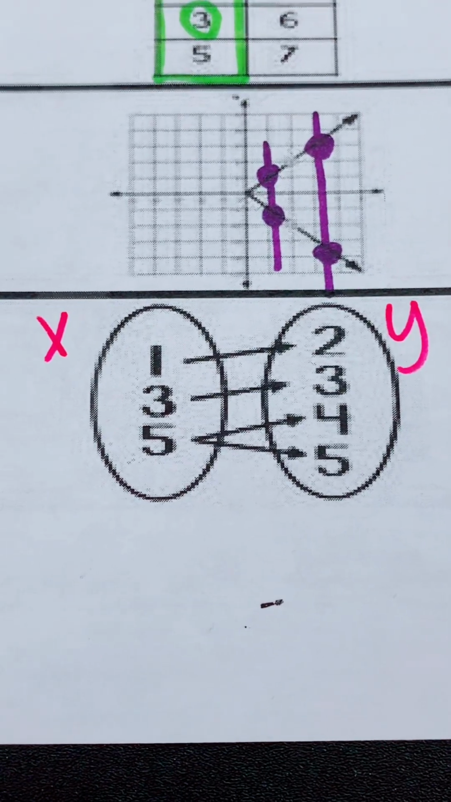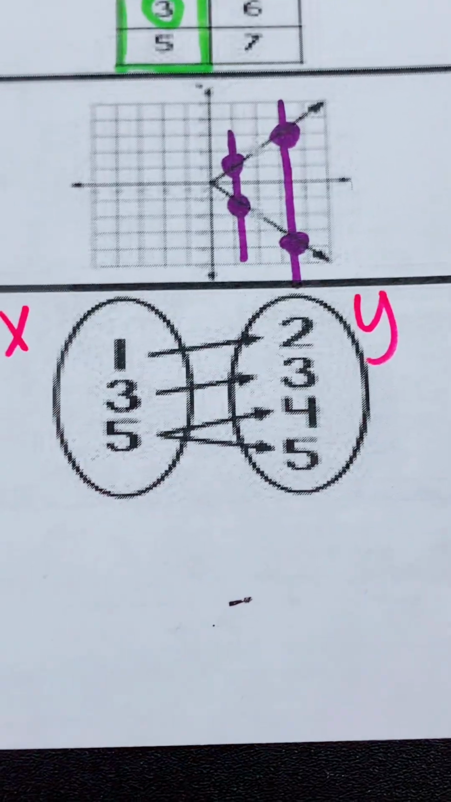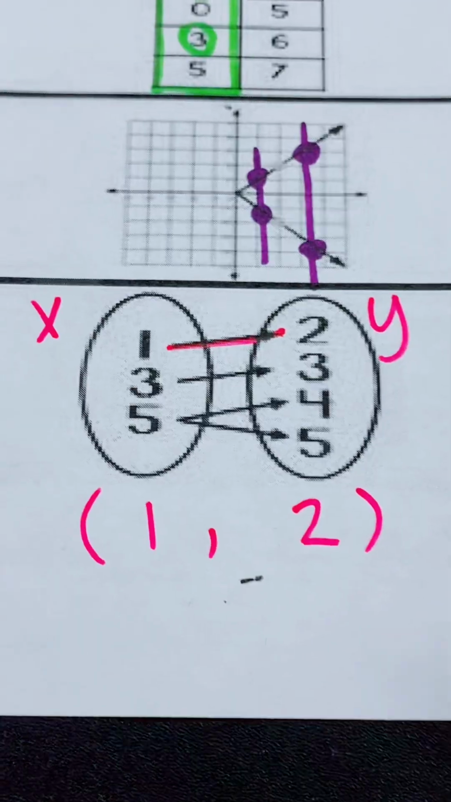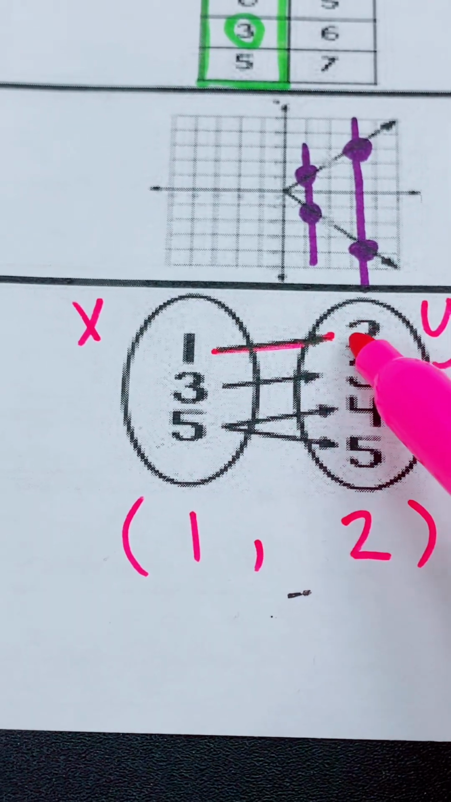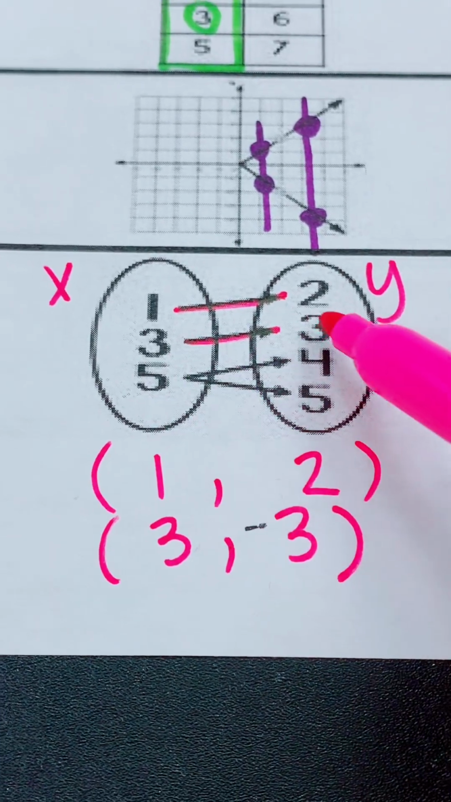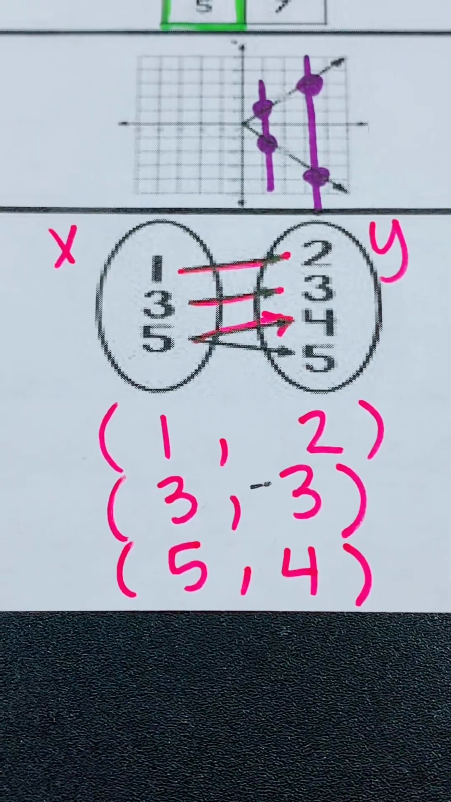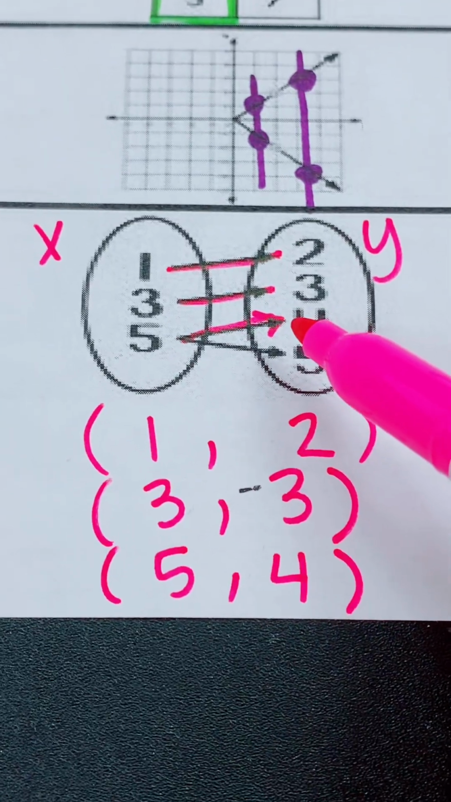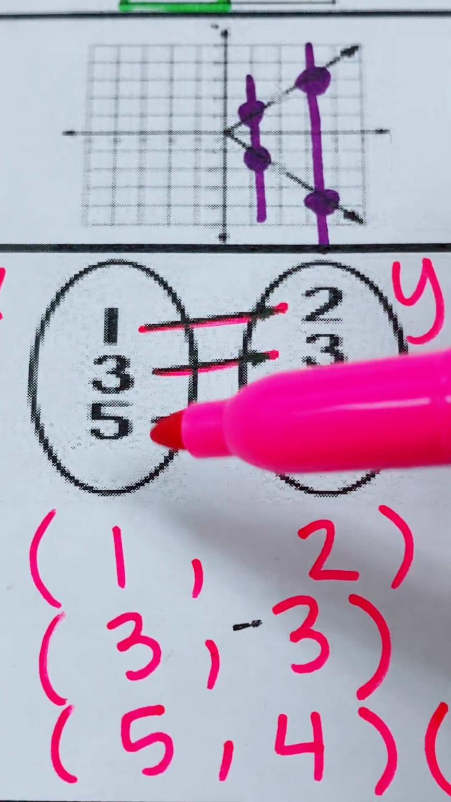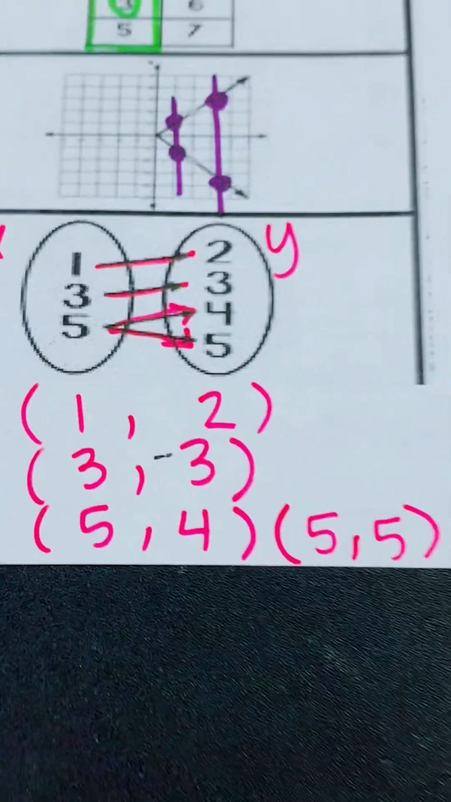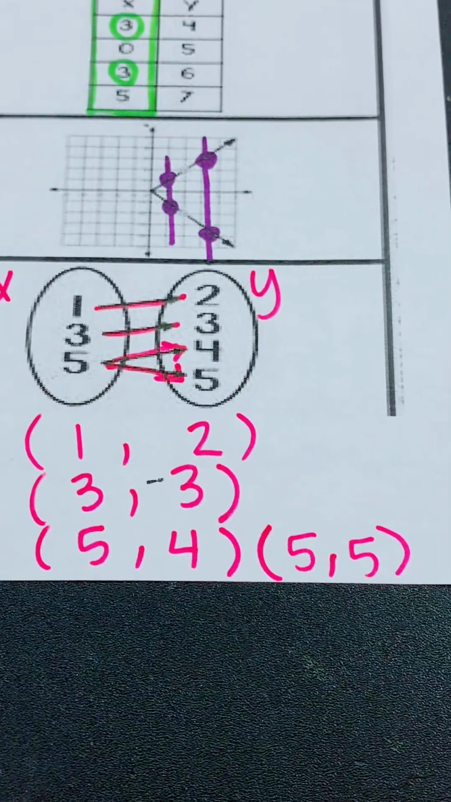Looking at this mapping diagram, I'm going to list out the ordered pairs again. My first ordered pair is 1, 2. As you can see, we have 1, 2. My next ordered pair is 3, 3. Then my next ordered pair is 5, 4. And my last ordered pair starts at 5 and goes to 5. So now we have a list of ordered pairs again.